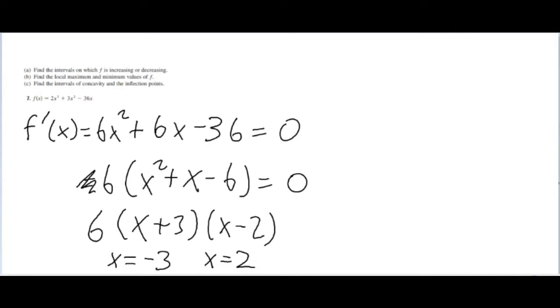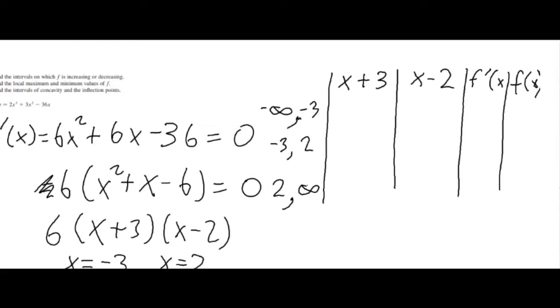So I'm going to make a little chart and I'll be back to you in a bit. So here's our chart. We have negative infinity to negative 3, negative 3 to 2, and 2 to infinity. All we're going to do is plug in numbers from these intervals into this equation, and we'll get our positive or our negative value.